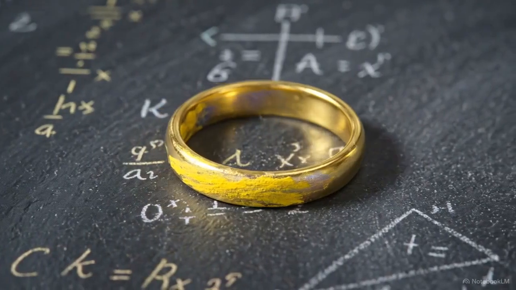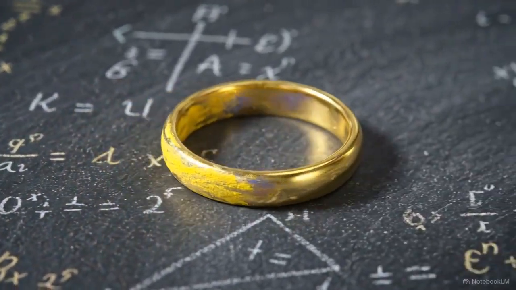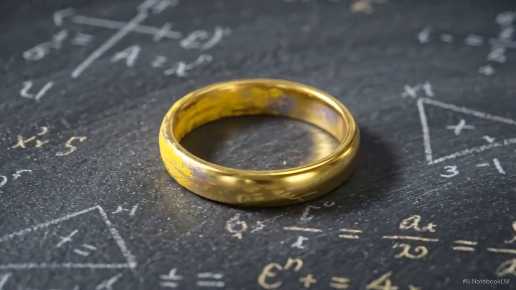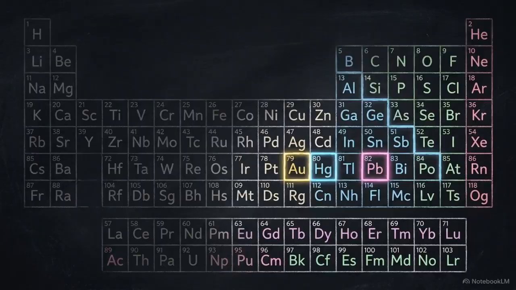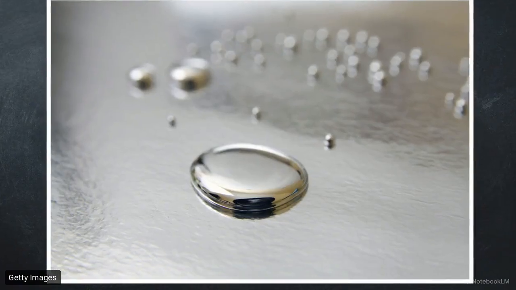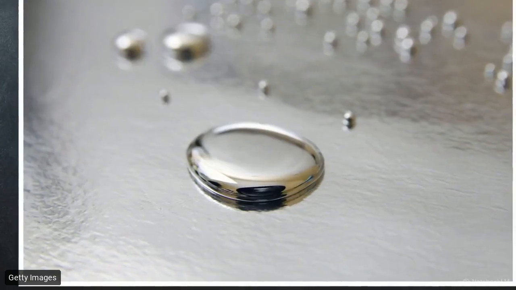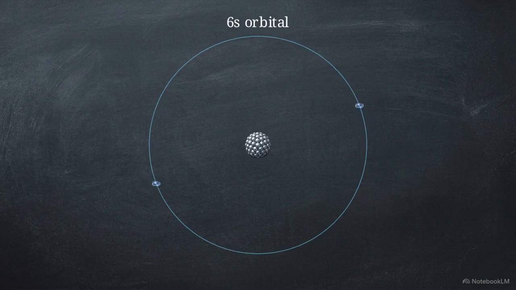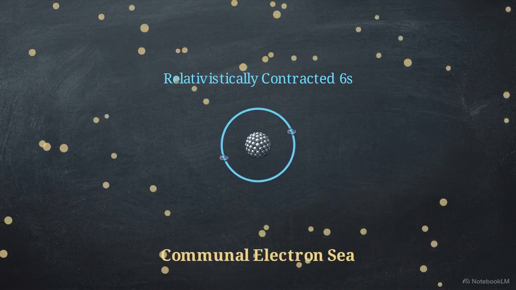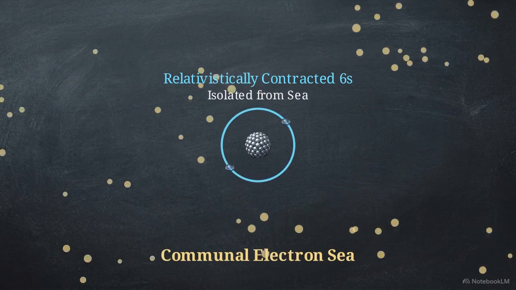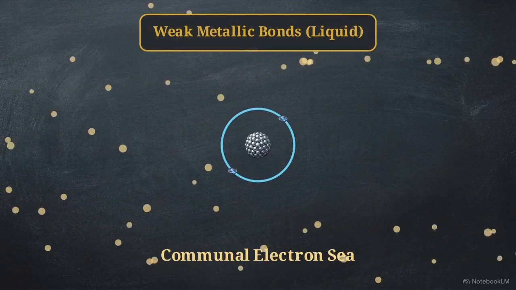The color of a gold ring is an exclusive everyday manifestation of special relativity interacting with quantum mechanics, completely independent of gravitation. Relativistic orbital contractions and expansions dictate the thermodynamic and chemical behaviors of the heaviest stable elements in the periodic table. Take mercury, sitting right next to gold at atomic number 80. The exact same relativistic orbital contraction pulls its 6s electrons in so tightly that they refuse to participate in the communal electron sea, drastically weakening the metal's bonds.